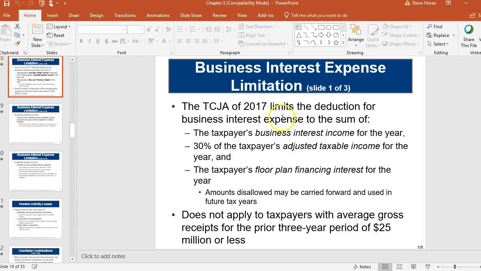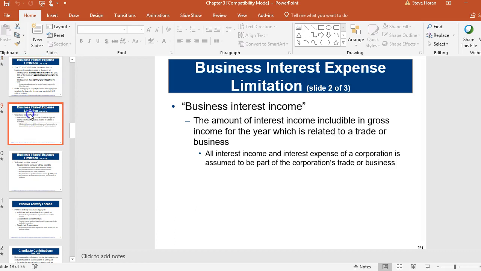Okay, so the deduction for business interest expense. Business interest income is the amount of income includable in gross income for the year relatable to a trade or a business.